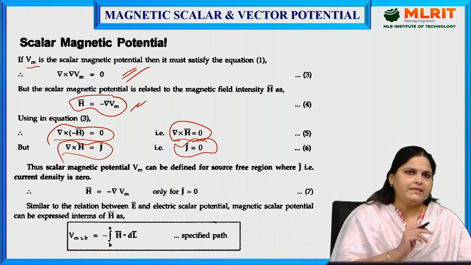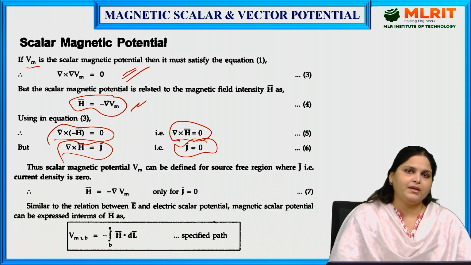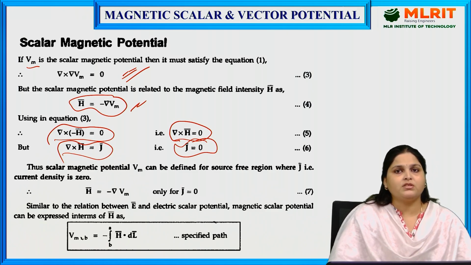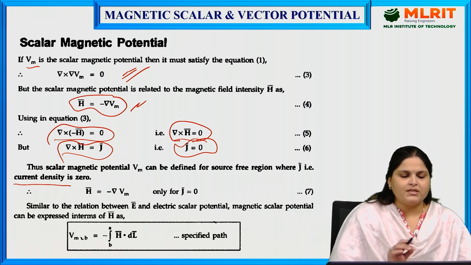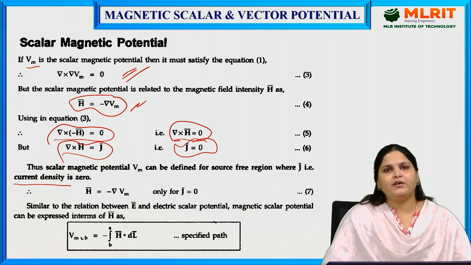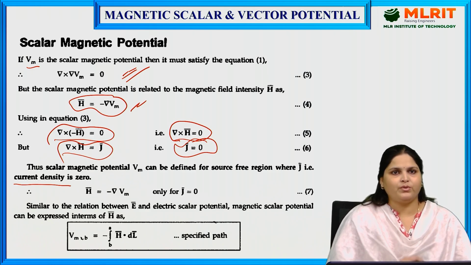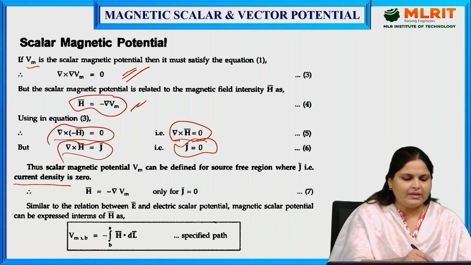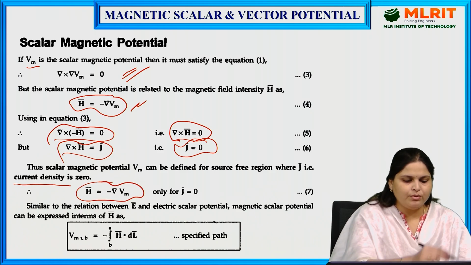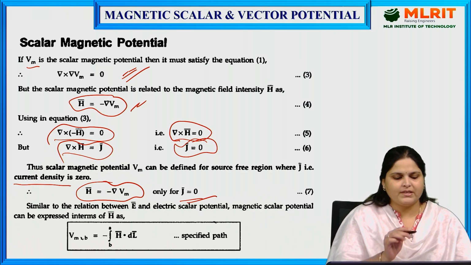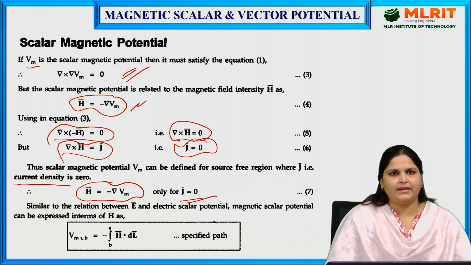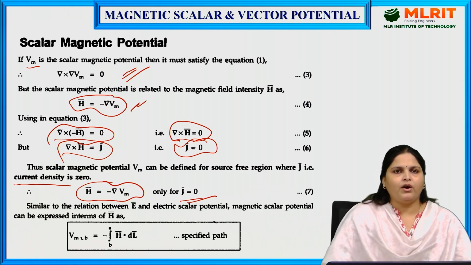So there is some conflict here. We can say that scalar magnetic potential Vm can be defined for the source-free region only, where J, the current density, is equal to 0. So ultimately we can write H is equal to negative gradient of Vm only for J equal to 0.